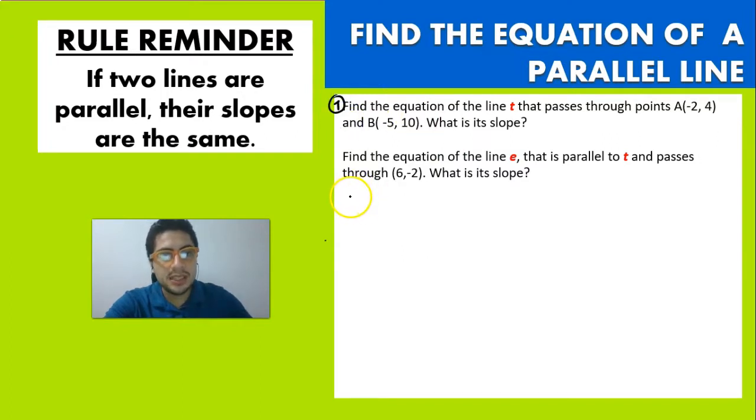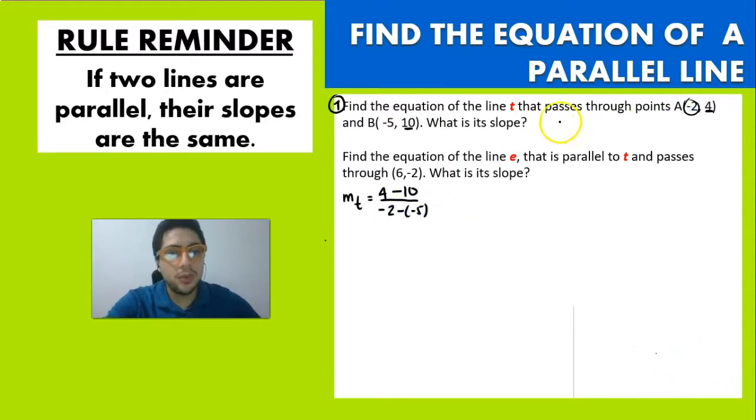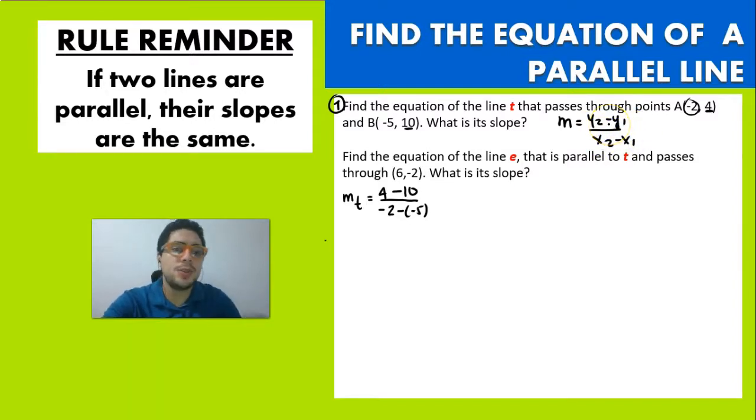So in order to find the slope of line T, the slope of T is going to be (4 minus 10) divided by (-2 minus -5). Here we have to remember that the formula of the slope is y2 minus y1 divided by x2 minus x1. And in this case, I'm choosing A to be point 2 and B to be point 1.